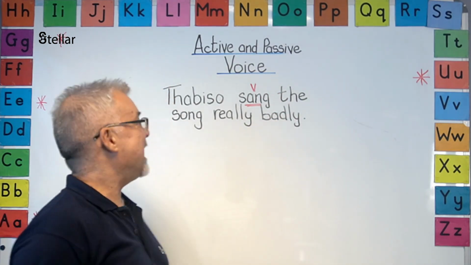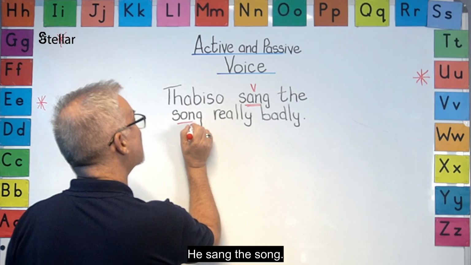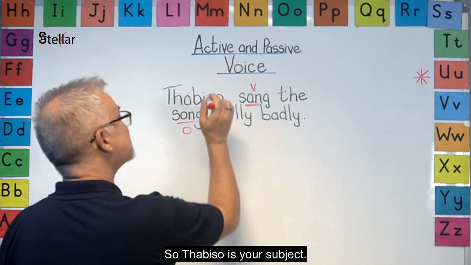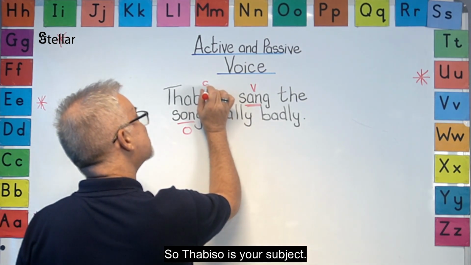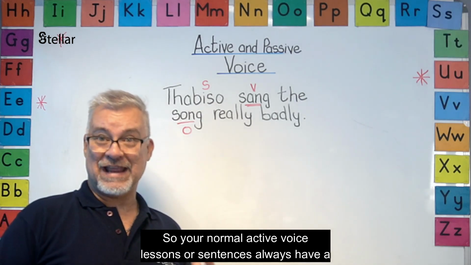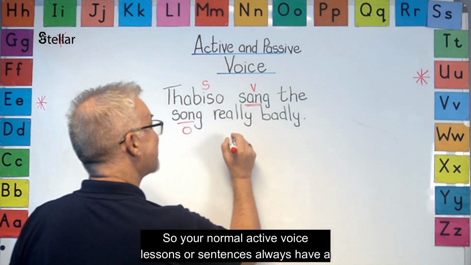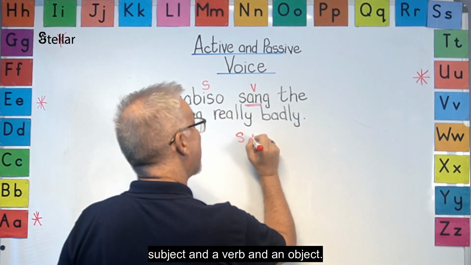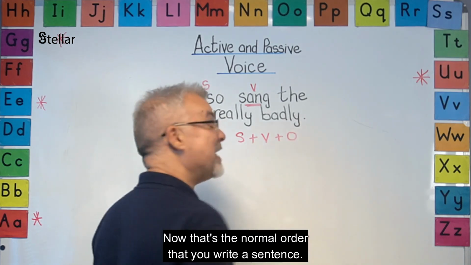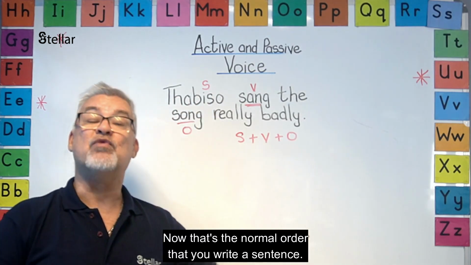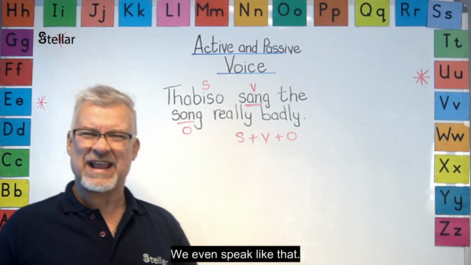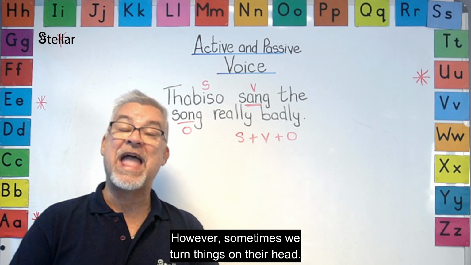What did he sing? He sang the song. So that is your object. And who sang it? Tabiso. So Tabiso is your subject. So your normal active voice sentences always have a subject and a verb and an object. Now that's the normal order that you write an active voice sentence in. We even speak like that. We speak in the active voice.